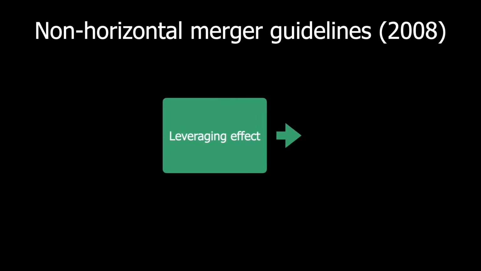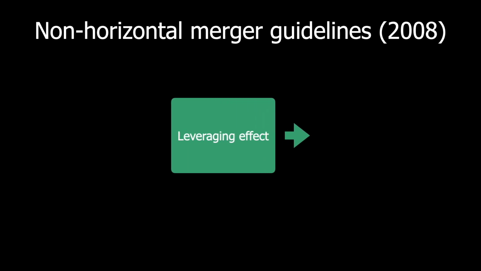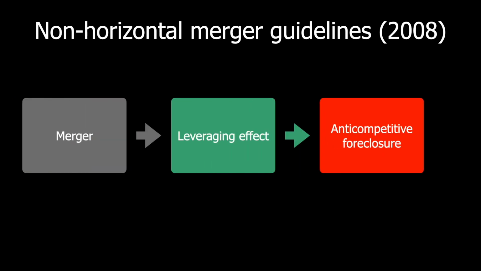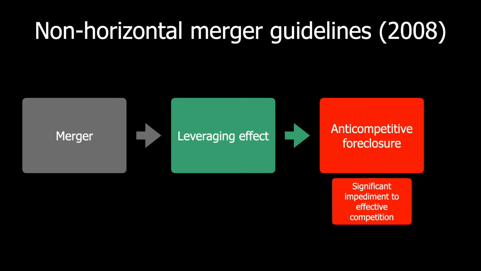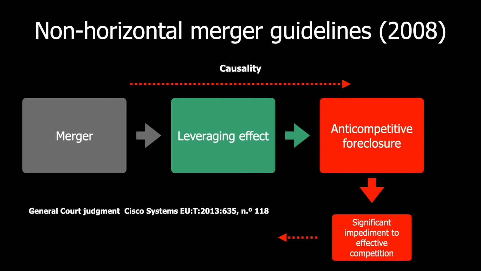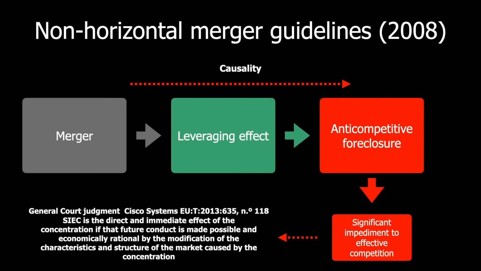Conglomerate mergers will raise competitive concerns where a causal link can be established between the concentration, the leveraging effect, and a risk of anti-competitive market foreclosure. For the transaction to create a significant impediment to effective competition, exclusionary conduct must both be possible and economically rational due to the change in market conditions arising from the concentration. And this is what the General Court has stated in the Cisco Systems judgment, quote that you have here on this image.